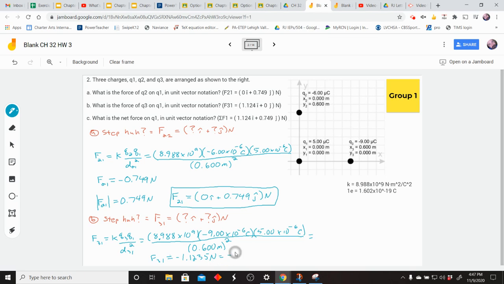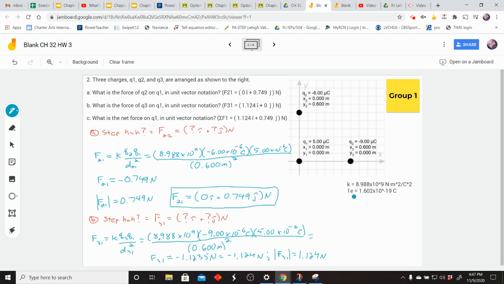So let's call it minus 1.124. I'm going to round up. So that's what we have. And again, we need this in unit vector notation. So we figured out what this is, and what that really means is the magnitude of F of 3 on 1 is the positive number, 1.124 newtons. So I did a little bit of rounding there.